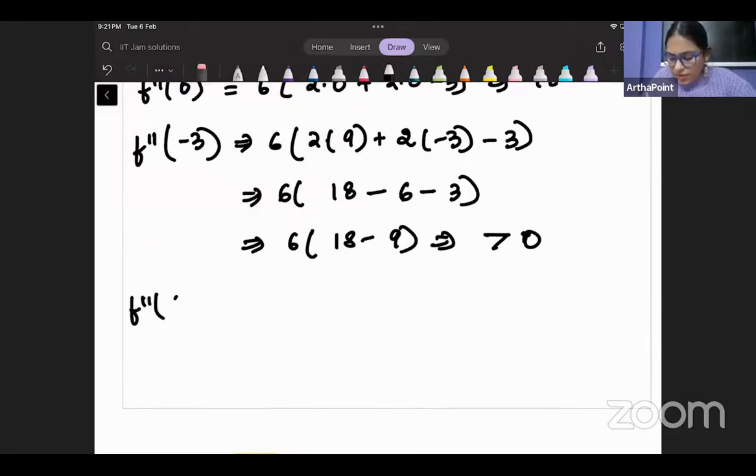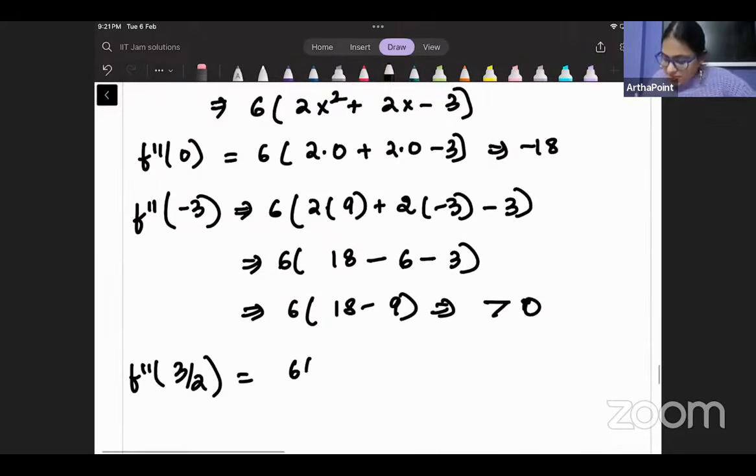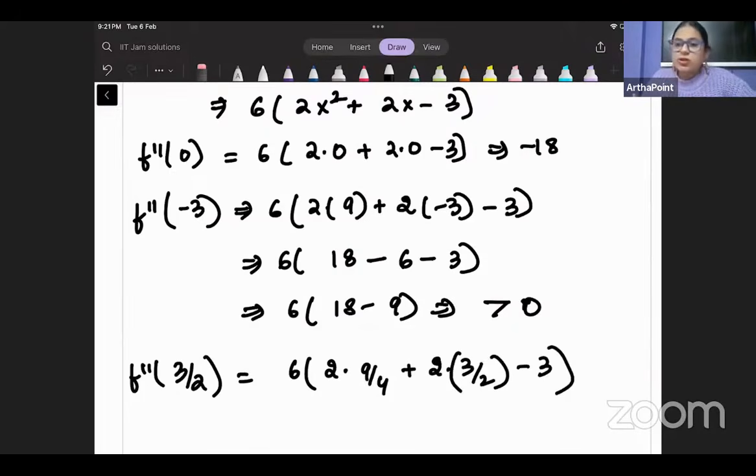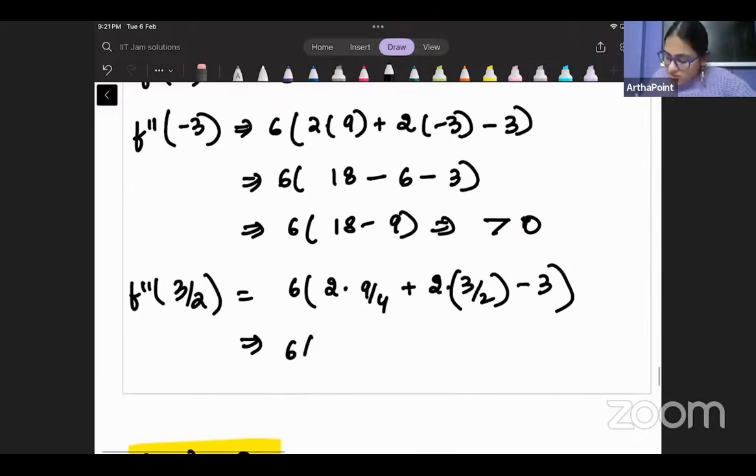अच्छा, एक बारी 3 by 2 पे भी evaluate करना जरा. What will be f double dash of 3 by 2? It will be 6, 2 into 3 by 2 whole square, which means 9 by 4, plus 2 into 3 by 2, which means here I will put 3 by 2, minus 3. So I will get here 6, 9 by 2, which means 4.5 plus 3 minus 3. This will be also positive.